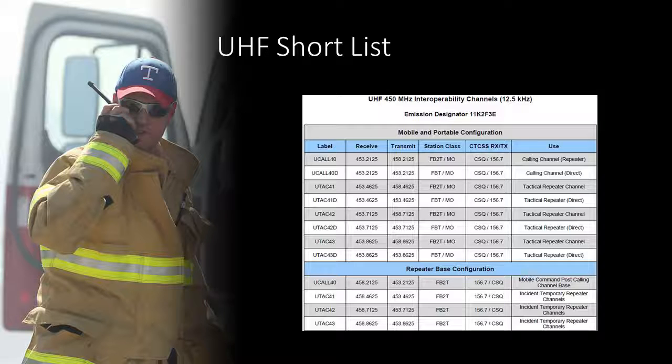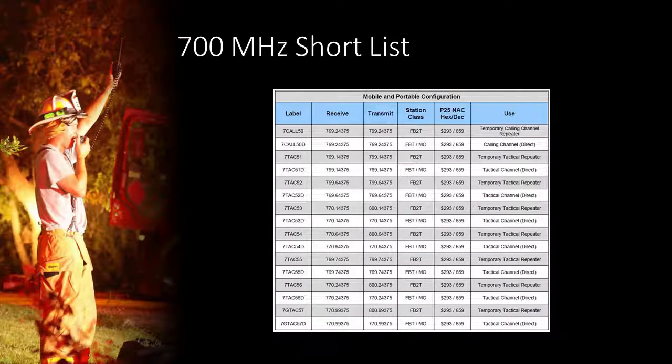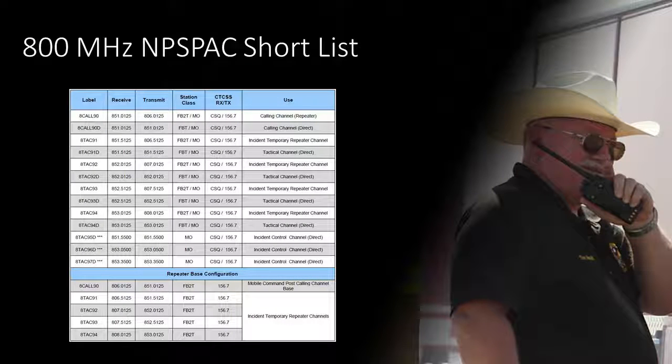The TSICP provides short lists for each band addressed by licensed interoperability channels. Each shortlist differs in size based on the availability of interoperability channels within that band. Shown here is the shortlist for UHF radios, for 700 MHz frequencies, and for 800 MHz frequencies.